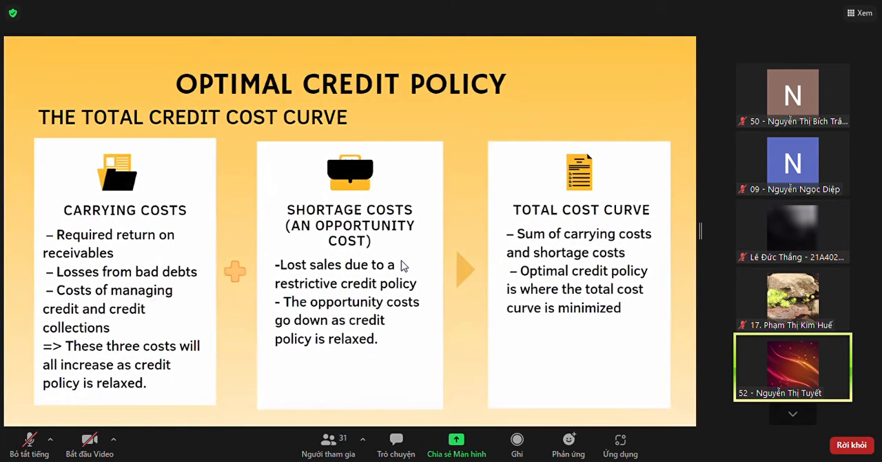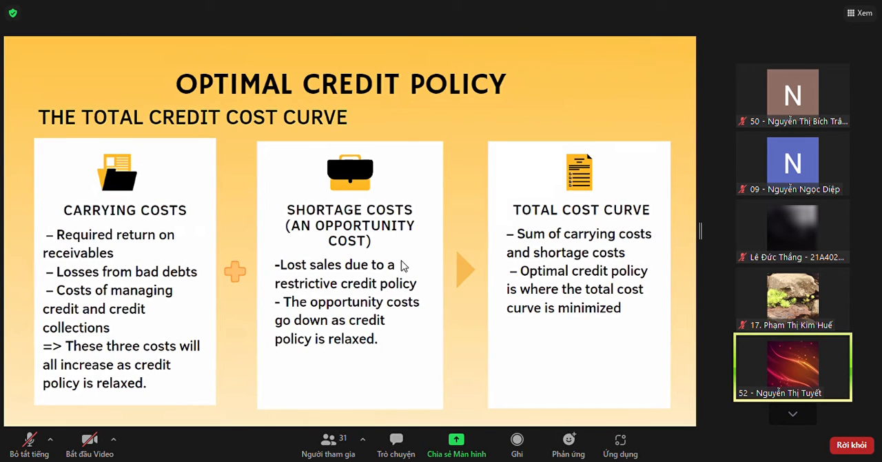Next, the total credit cost curves. Firstly, credit cost. We have already discussed the first and the second of these, and the third cost, the cost of managing credit, consists of the expenses associated with running the credit department. Firms that don't grant credit have no such department and no such expenses. These three costs will all increase as credit policy is relaxed.